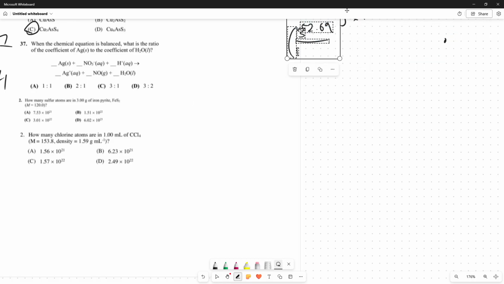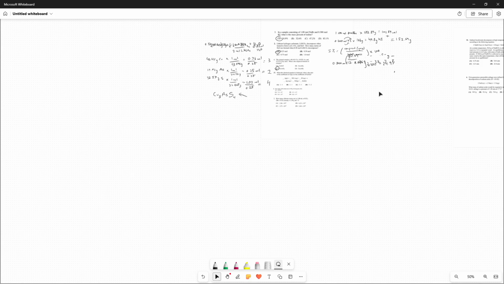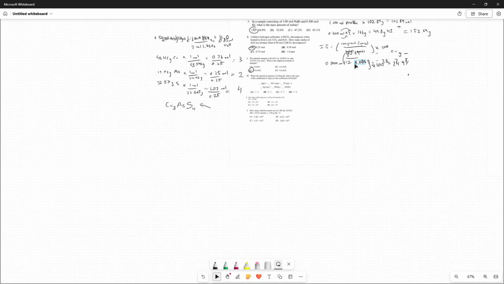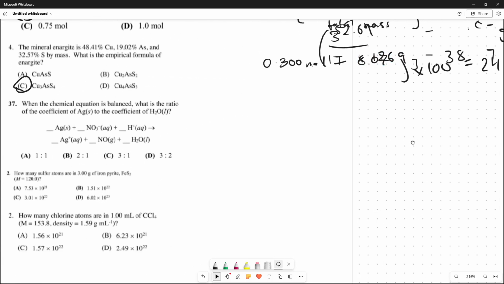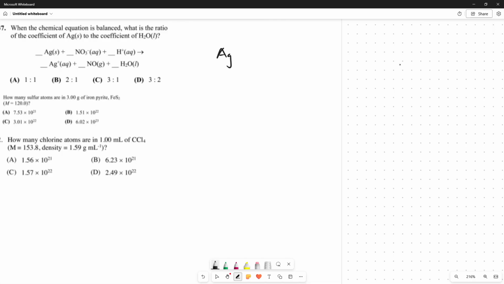I'm just going to move this up. Okay, so let's rewrite it. So it's going to be AgS plus NO3 minus plus H plus. It's going to form Ag plus, NO, and H2O. And I'm not going to write the state of matter because there's not really a point.